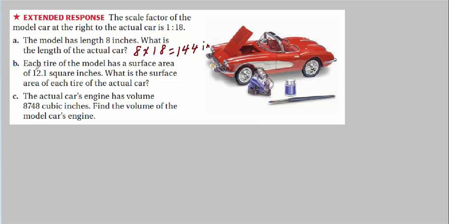Each tire of the model has a surface area of 12.1 square inches. What is the surface area of each tire of the car? Well, remember that this is K. Then for area, we need K squared.